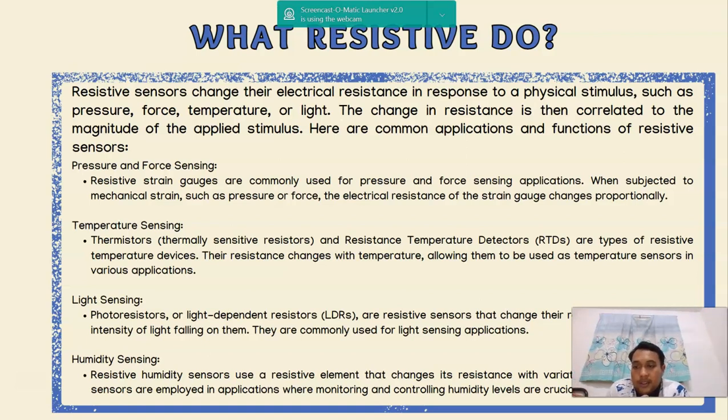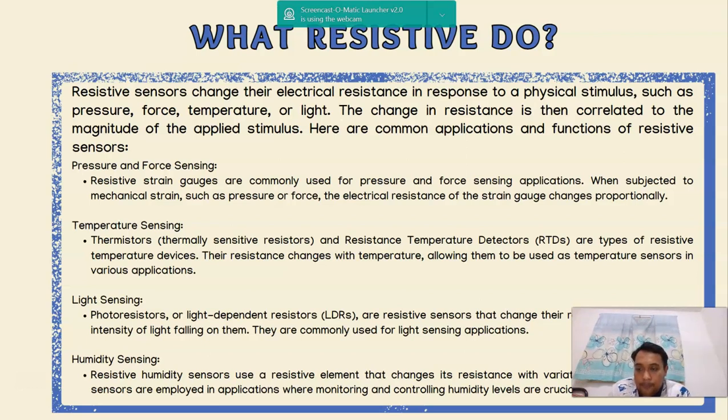Second is temperature sensing. Thermistors, thermally sensitive resistors, and resistance temperature detectors like RTDs, a type of resistive temperature device. Their resistance changes with temperature, allowing them to be used as temperature sensors in various applications.